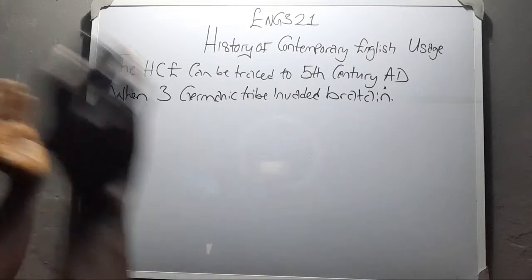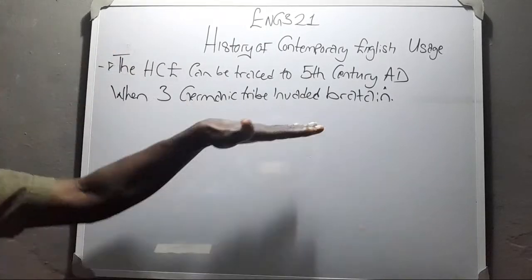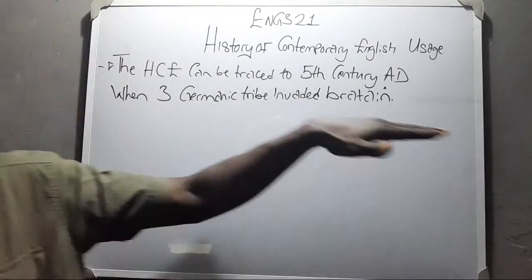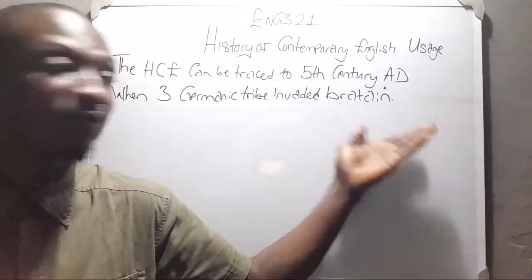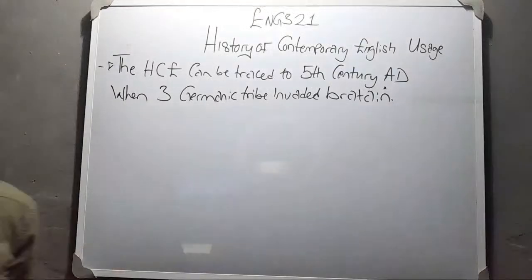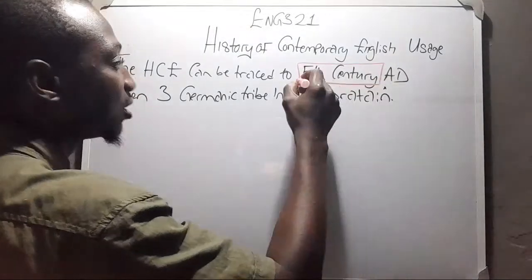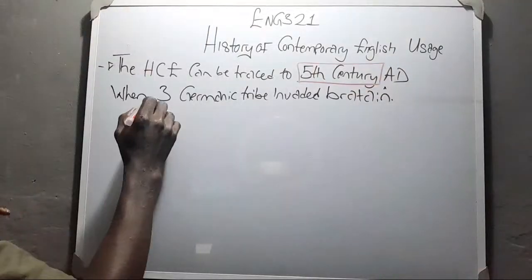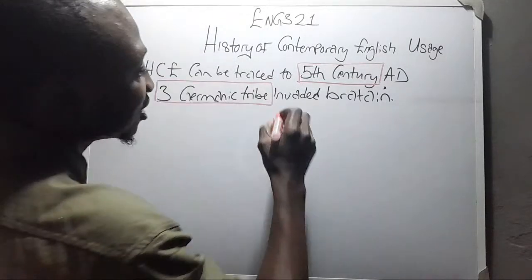The history of contemporary English. Now, the person who is marking this already knows that this person knows what they're writing from what you have just written here. Now, look at the key points. You said something about the 5th century. You said something about 3 Germanic tribes. You said something about invasion.